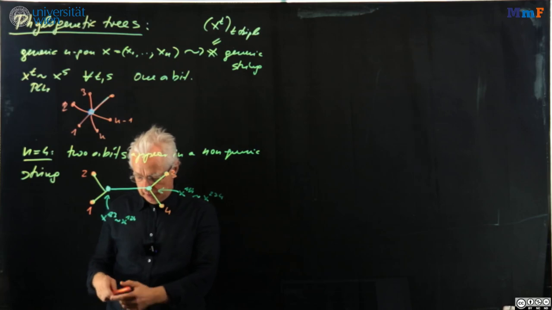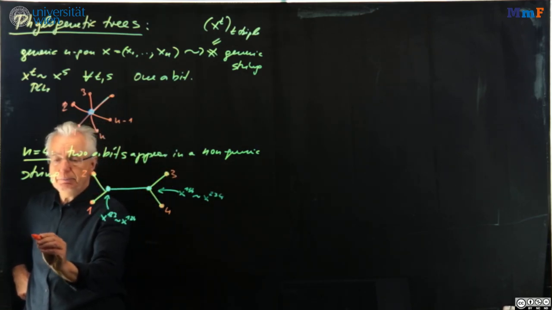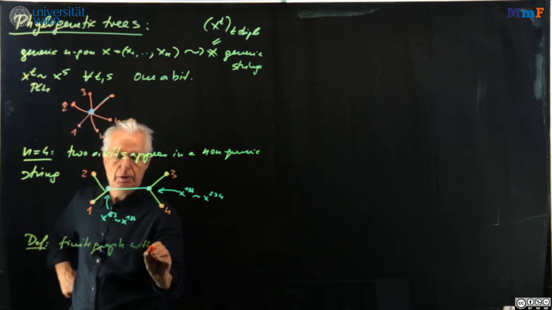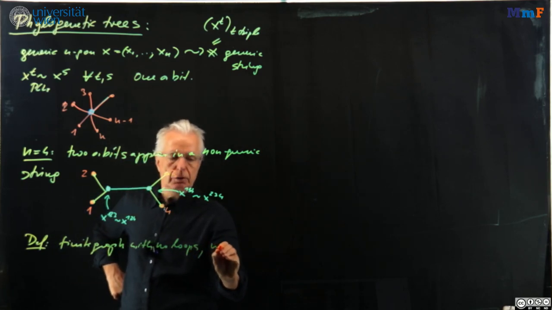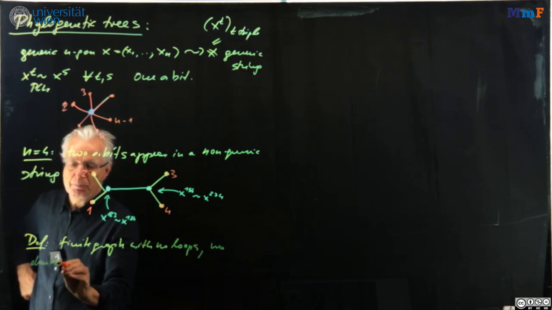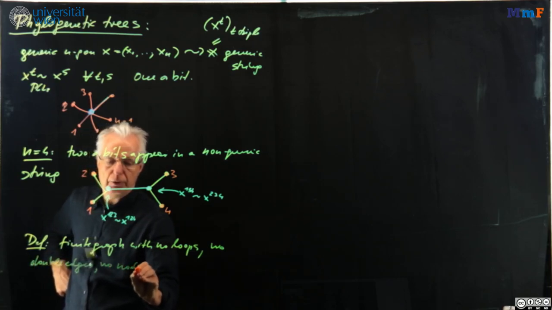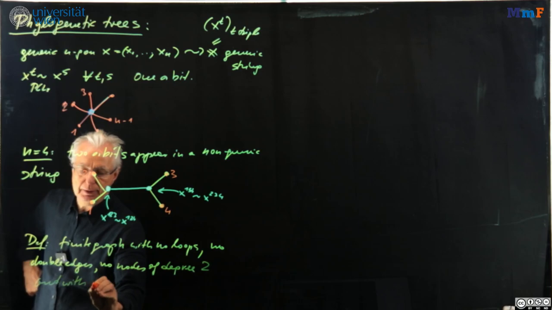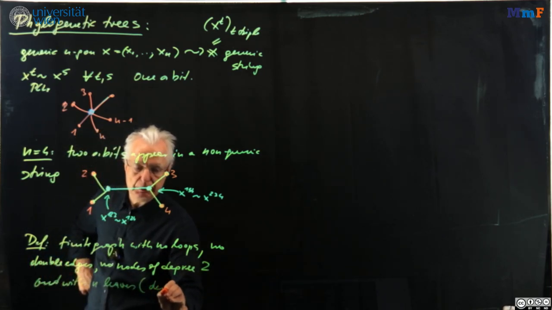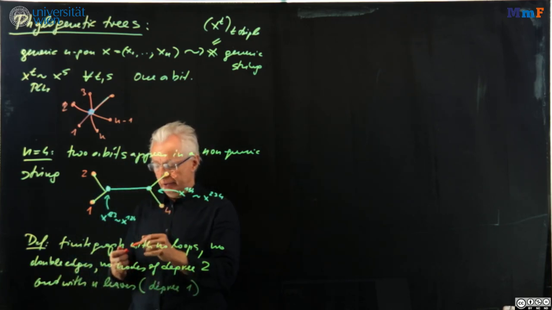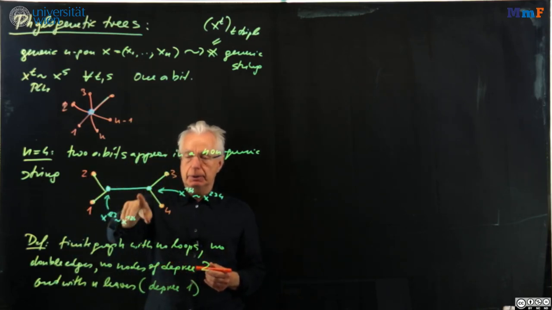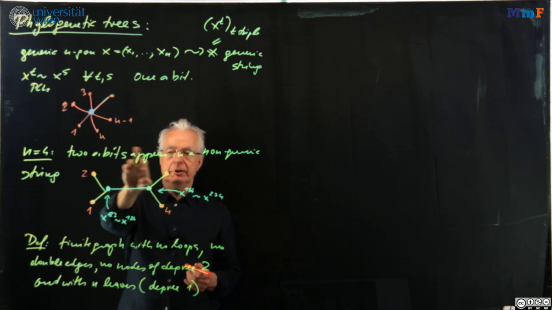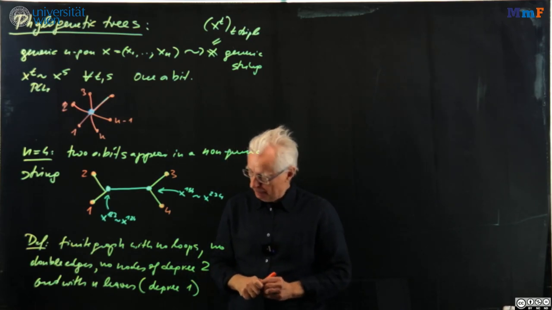Now, I have to give you the general definition. So a phylogenetic tree, this is a finite graph with no loops, no double edges, no nodes of degree 2, and with n leaves. So the leaves are those which have degree 1. So you see here in this picture, the leaves are the red ones, and they are numbered by 1 up to n. And the nodes, which we call the inner nodes, they have at least degree 3, because 3 edges are going out.